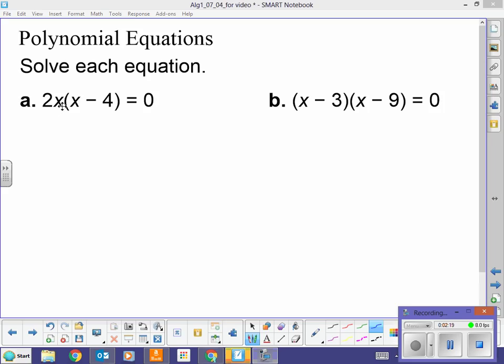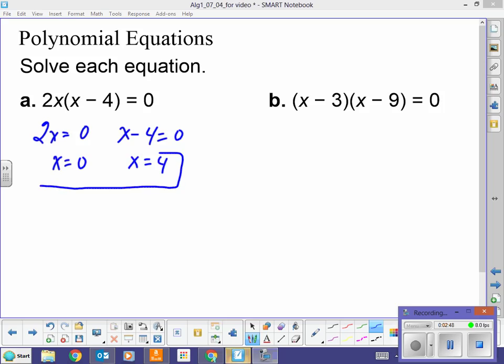Okay, so here I have 2x times x minus 4. So I actually have two factors here, right? So I have 2x. I'm going to set that equal to 0. I'm going to take x minus 4 and set that equal to 0. Again, a times b equals 0. So one of these or both of these can equal 0. In the first case, 2 times x equals 0, so x equals 0. X minus 4 equals 0, so x equals 4. That's right. I'm going to have two solutions here. I have two x's, don't I?